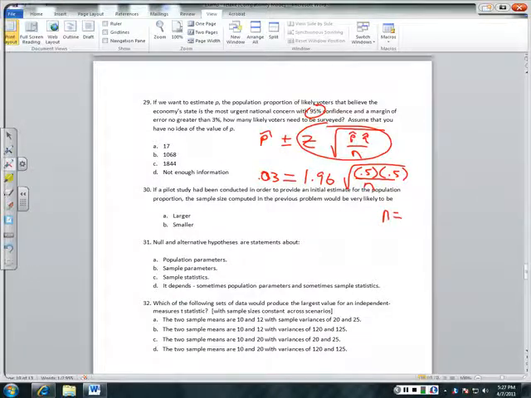So now I'm just going to solve this equation. N is equal to 1.96 divided by 0.03, squared, times 0.25. And I get 1066.1, round up to the next number, that's 1068.